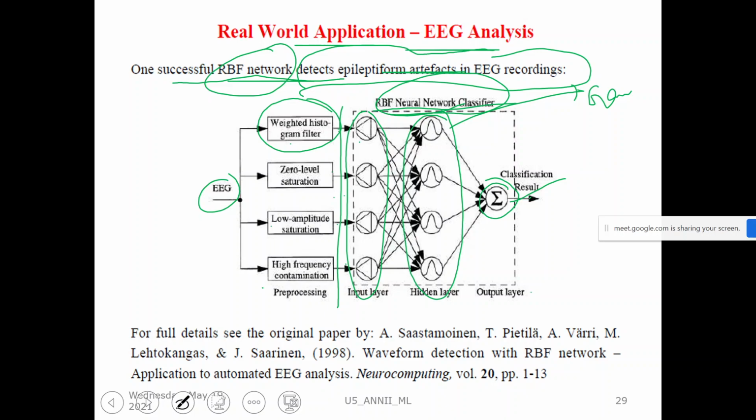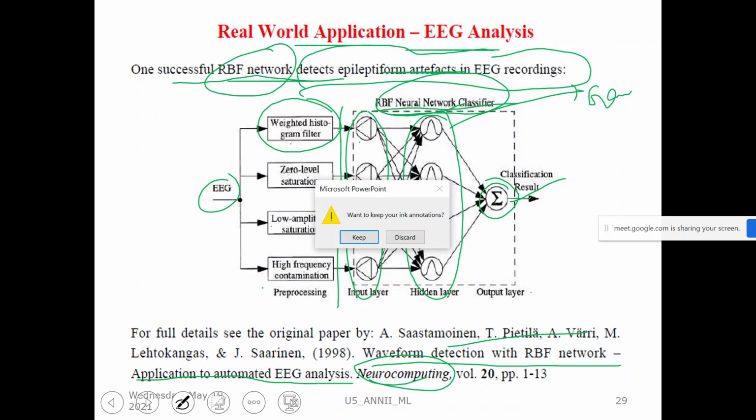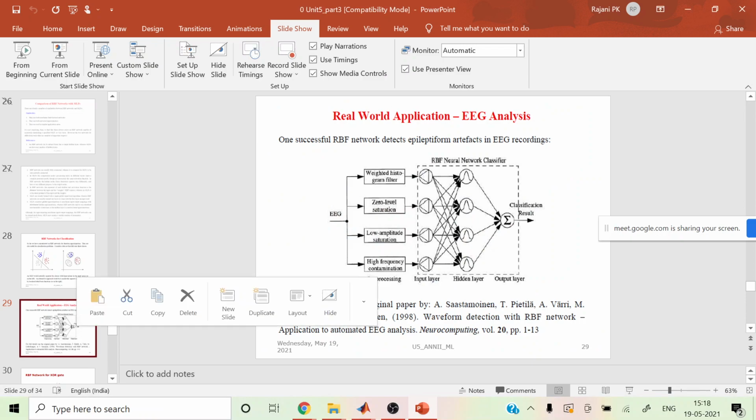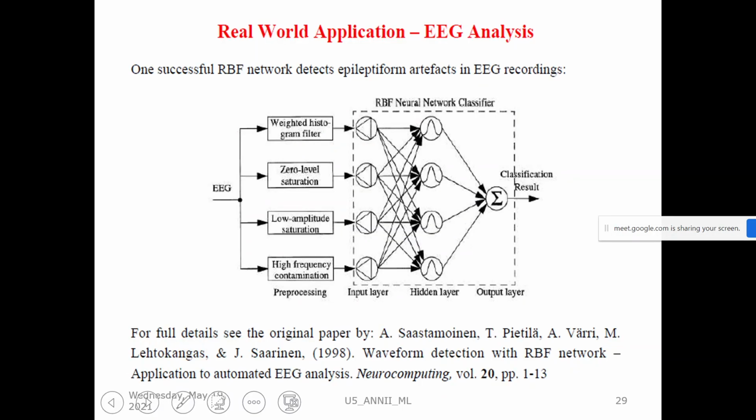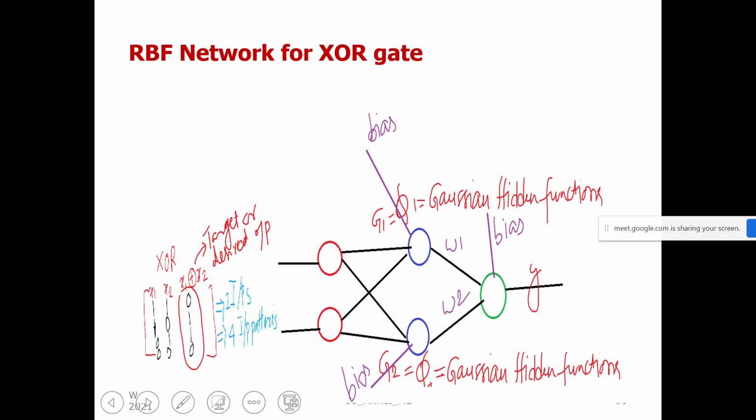For full details you can see the original paper, waveform detection by RBF: application to automated EEG analysis. Neurocomputing is a very good engineering branch in which a lot of research is happening. Those who are interested can think about it. This is a good real-world application of RBF. Now we will go to the RBF programs which we have to discuss.